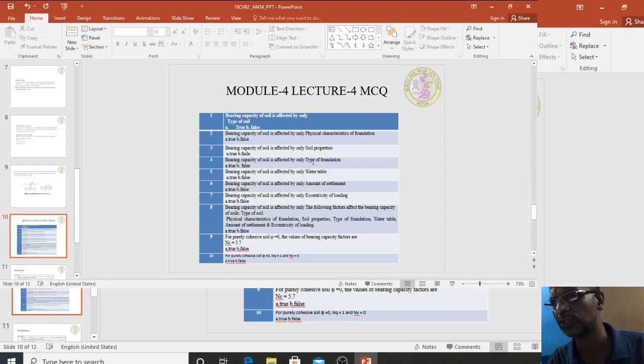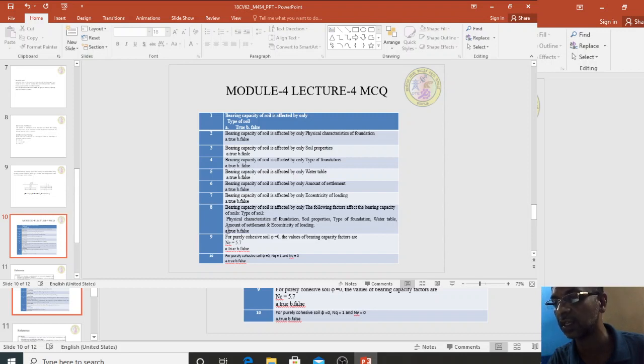Some of the MCQs. The bearing capacity of soil is affected by only type of soil: the answer is B. Bearing capacity of soil is affected only by physical characteristics: B. Only soil property: B. Only type of foundation: B. Only water table: B. Only amount of settlement: B. Only eccentricity of loading: B. Bearing capacity is affected by all the parameters like physical properties of soil, type of foundation, water table, amount of settlement, eccentric loading, etc.